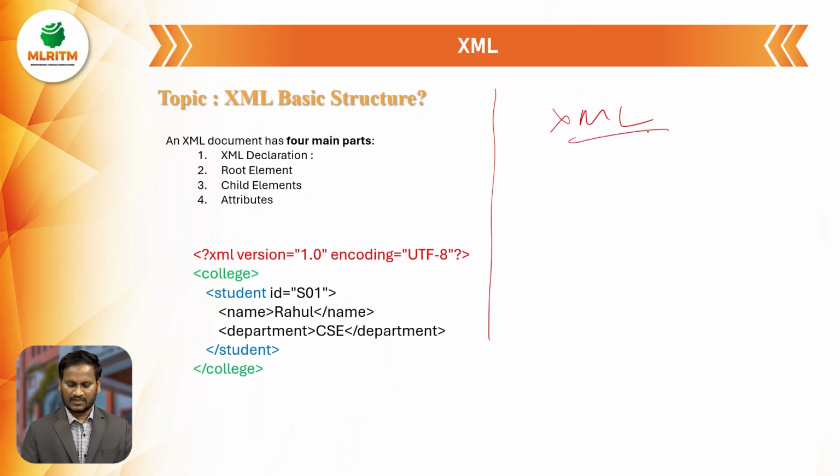So first one, declaration. We have to declare the XML. We have to declare the one that is a student ID. It's a variable. So after the declaration part, we have to define the root element. Child elements and attributes we will define. Attributes will always be kept inside inverted commas. Like HTML, there will be an opening tag and a closing tag.